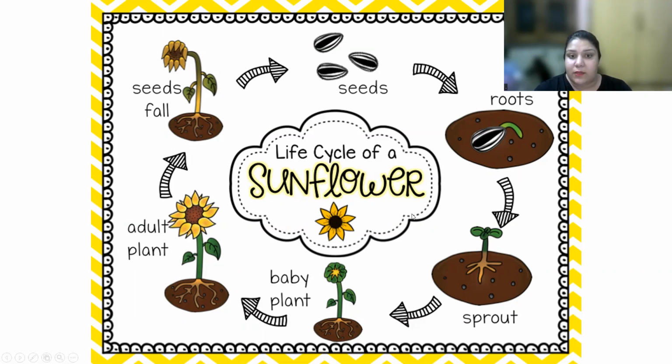Here we have seen the life cycle of a sunflower. It is the same for each and every plant. Some plants grow from seeds and some grow from some other things, but all of them grow like this only.